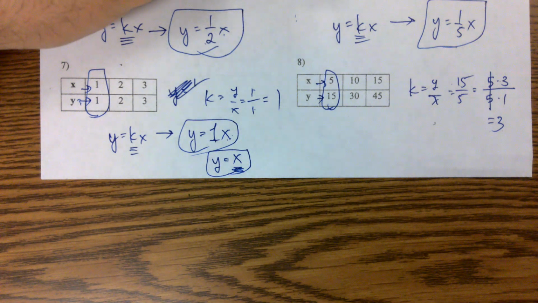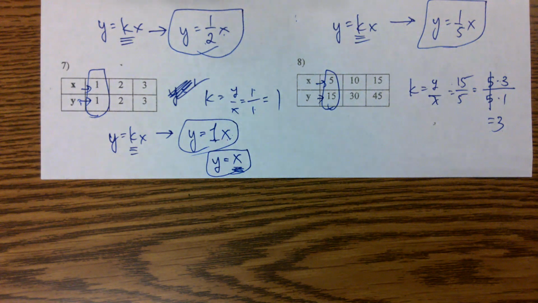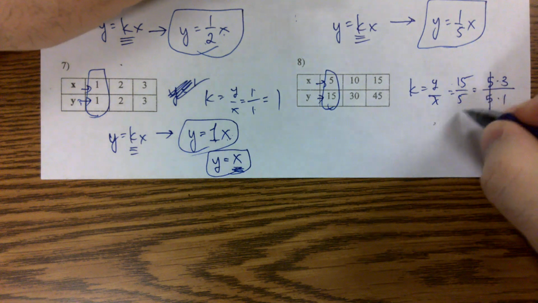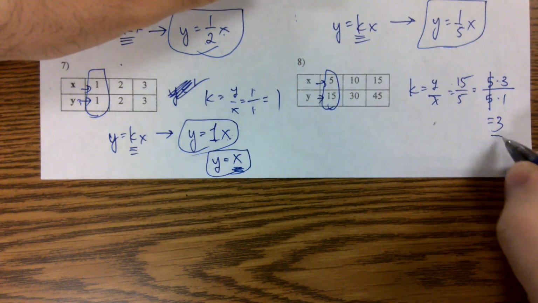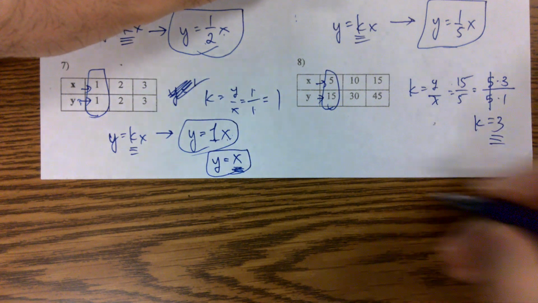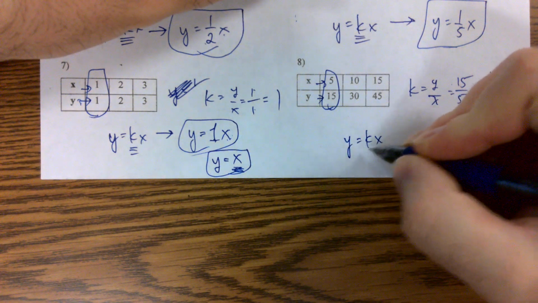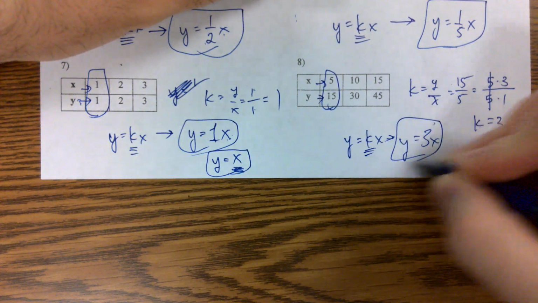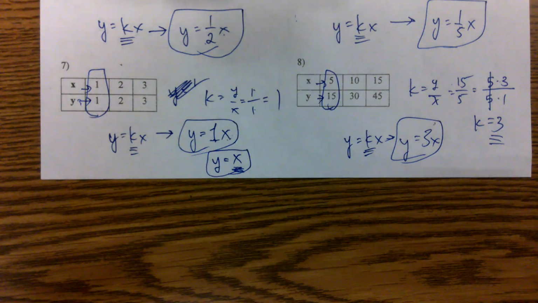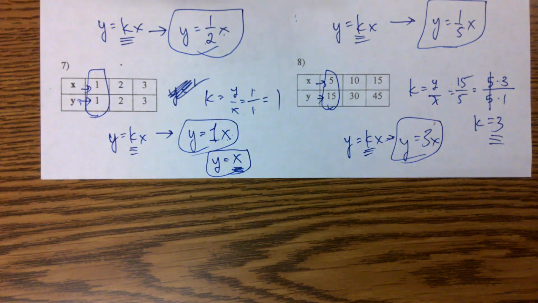Doesn't matter which way you go about finding that. If you're more comfortable splitting it up to simplify, that's great. That'll definitely come in handy once we get into some more complicated things. But if you just know, you can look at this fraction and go, oh, 5 goes into 15 3 times. Boom. K is equal to 3. So we'll plug it into our formula. Y is equal to kx, turns into y is equal to 3x. Just like that.